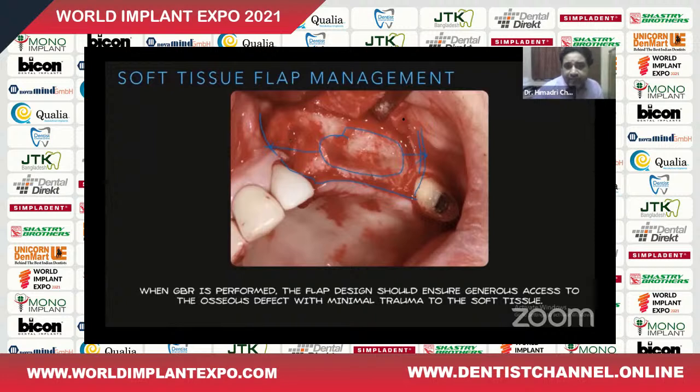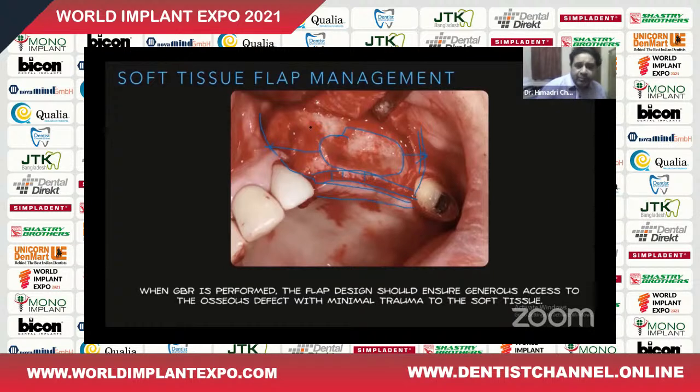Principle number two, if you have raised the flap, you need to mobilize it, because the original position of the flap was here, but when we put bone graft material, the volume will increase, so the tension of the flap will increase and the flap will come down to this level, so there will be opening of the margin of the flap, and the passive closure principle will be violated, because there will not be passive closure and watertight closure. So you need to mobilize the flap so that we can go up, almost up to here.